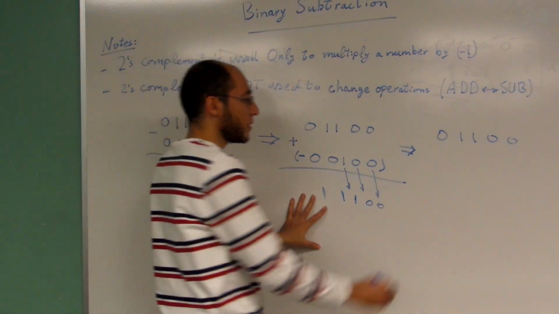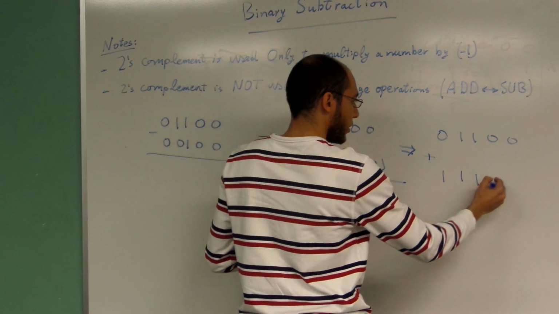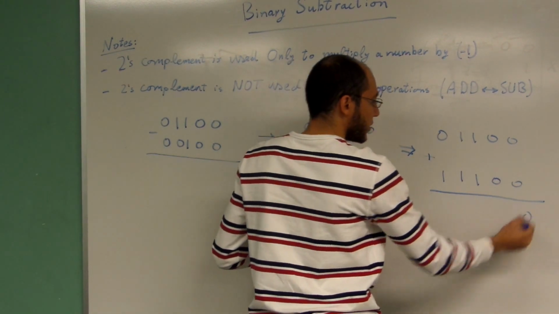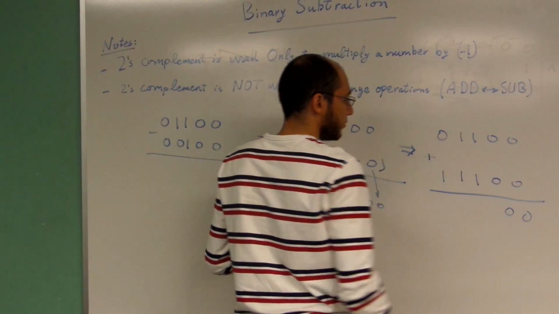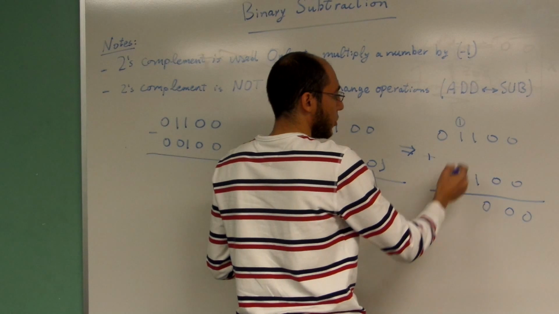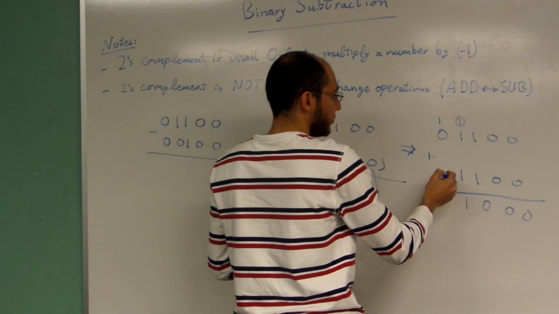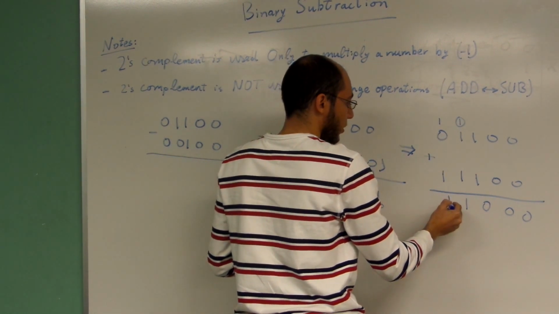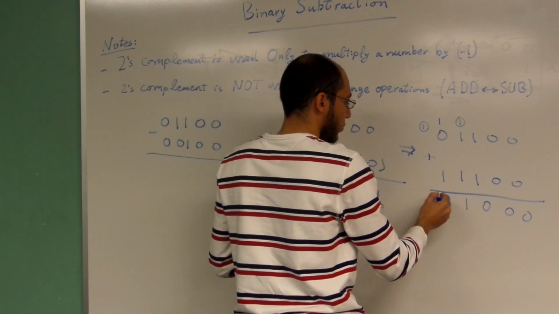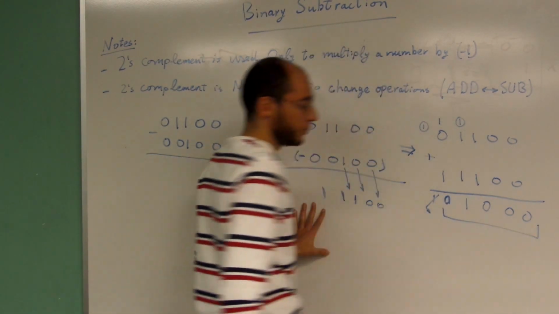So the 2's complement is what I'm going to write down here: 1, 1, 1, 0, 0, and then do the addition. 0 plus 0 is 0, 0 plus 0 is 0, 1 plus 1 is 0 and carry 1, 1 plus 1 plus 1 is 1 and carry 1, 1 plus 1 plus 0 is 0 and carry 1, and this last 1 is discarded. So the final answer becomes this number.